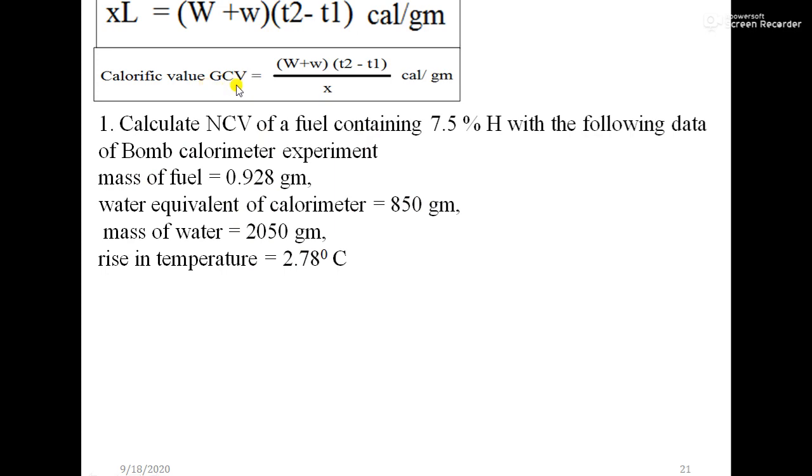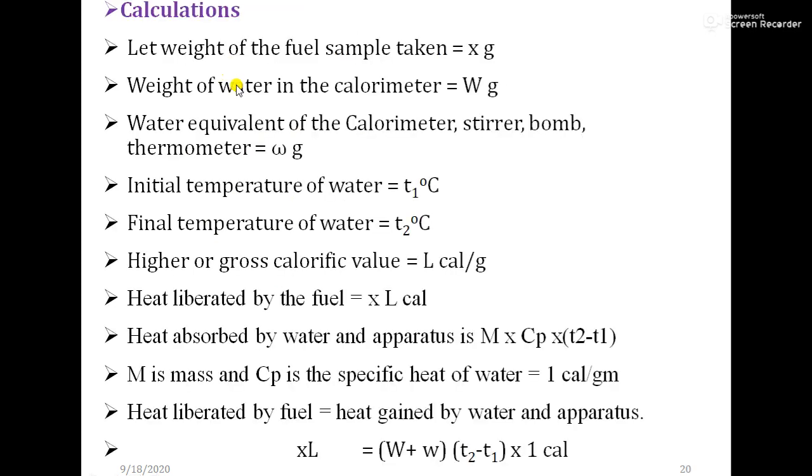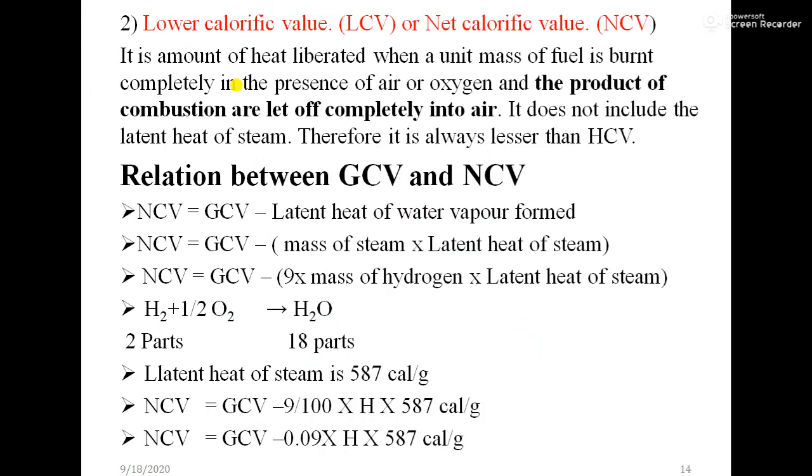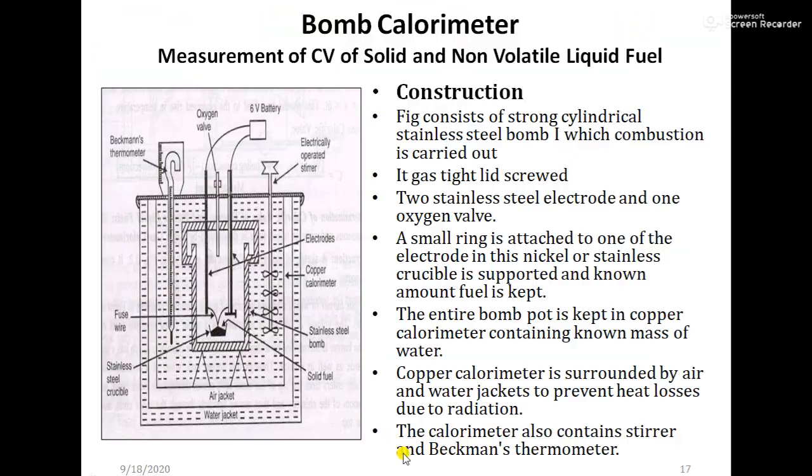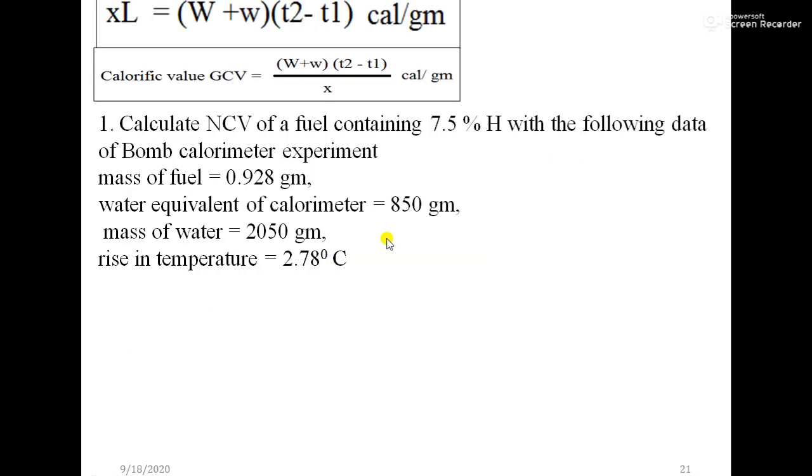So after calculation of GCV, you have to use this formula. So you have GCV, you have hydrogen percentage into 0.09 into 587. So you can see here, after calculation of GCV, NCV is equal to GCV minus 0.09 into hydrogen into 587. Hydrogen is 7.5. So that's it from today's lecture. Thank you.